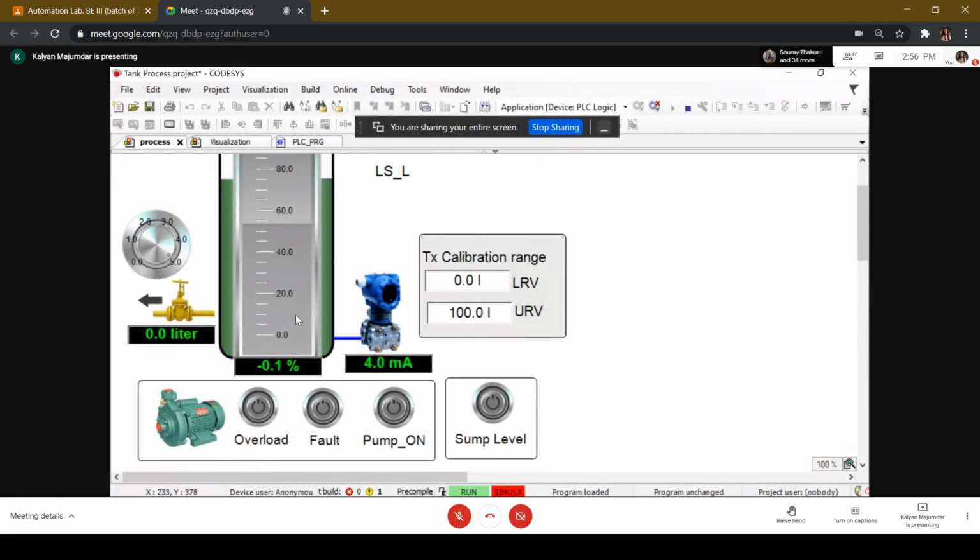Sump again, as I said, I have not extended this particular modeling exercise to the lower tank. If you extend this to the lower tank, then you could have a sump level measurement as well.